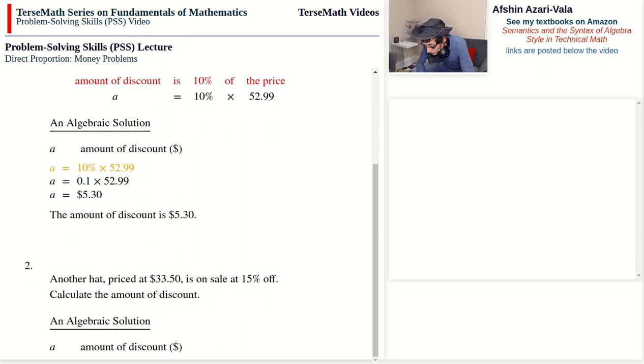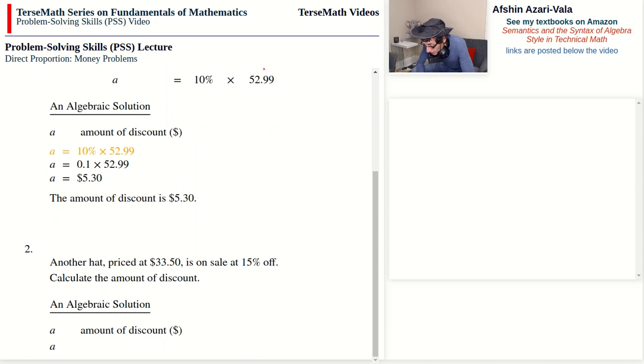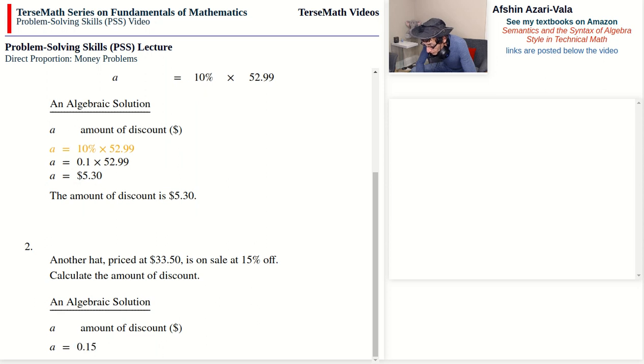So A is the amount of discount in dollars, and A is equal to, now 15% means divide by 100. Decimal point moves back over 2 digits, and we get 0.15. So "15% of" becomes multiply the price, which is $33.50. So the amount of discount is 15% of the price.